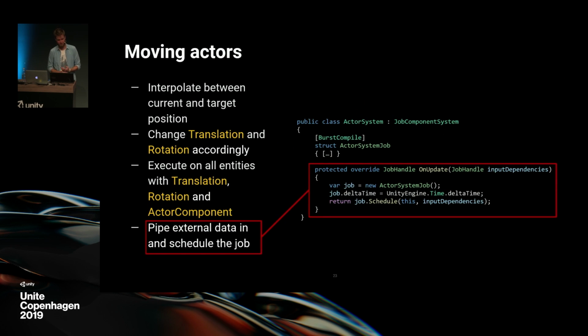And then to fire off this job, we have something called a system. It inherits from job system. And what we do down there is we create an instance of our job. We put in external data. In this case, we use delta time to animate, which is quite useful. Because this is constant for all entities, we put it in from the outside, and then we just schedule the job, and ECS will take care of the rest for us.